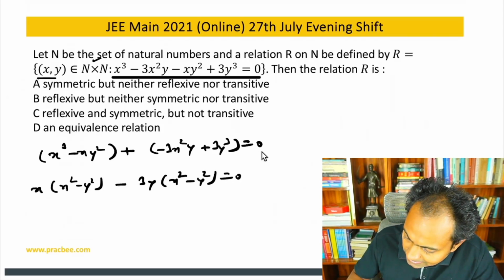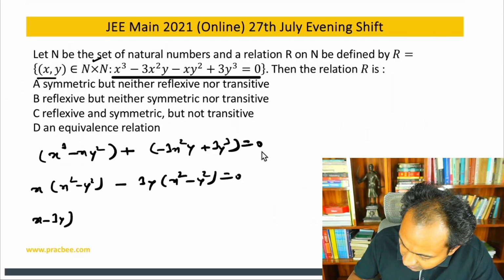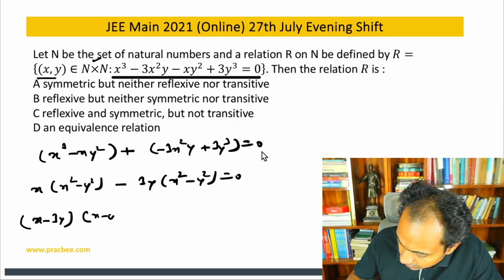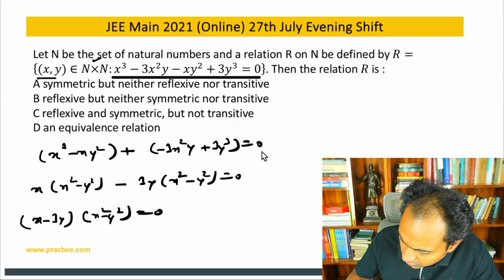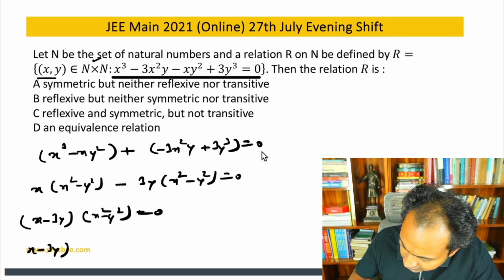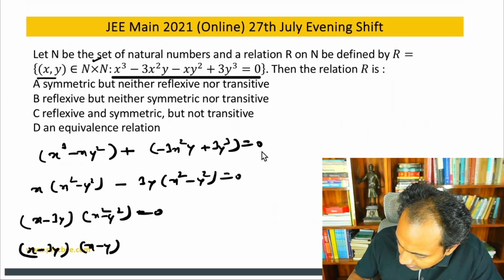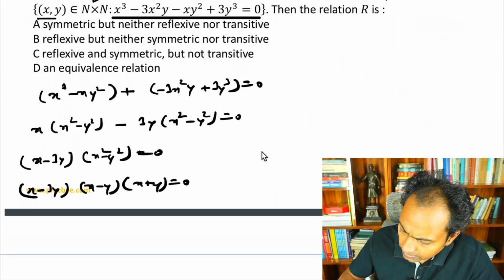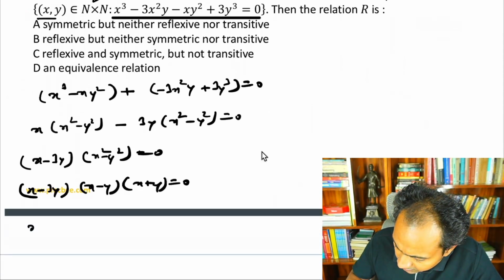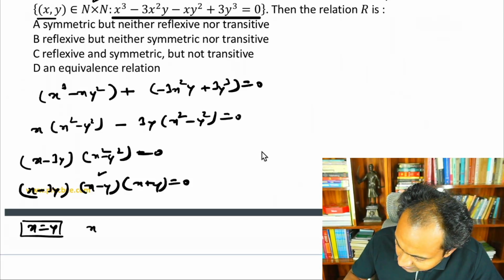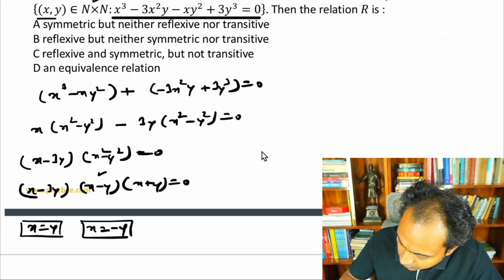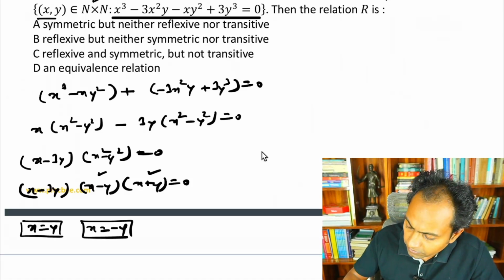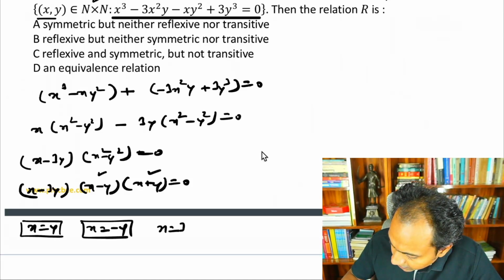So you can see that this can ultimately be written as (x minus 3y) into (x square minus y square) equal to 0, which can in turn be factorized as (x minus 3y)(x minus y)(x plus y) equal to 0. What this essentially means is this relation would get satisfied for elements for which x is equal to y from here, x is equal to minus y from here, and x is equal to 3y from here.